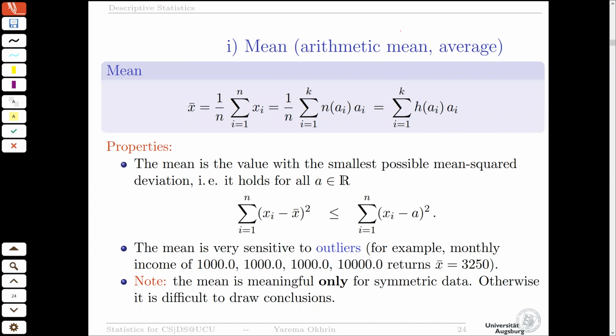This is the formula, the simplest possible thing, either for original data or for classified data. That's simple. Now, an important thing here. No one really thinks about the properties of the mean, but here I would like to show you why the mean is so important and why a formula like this is so important.